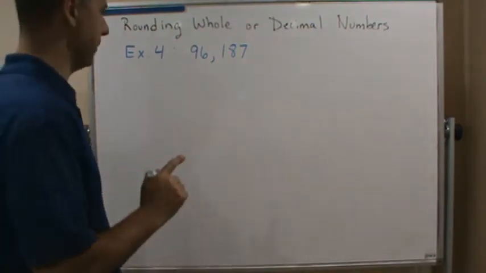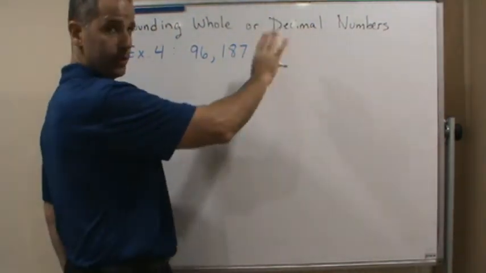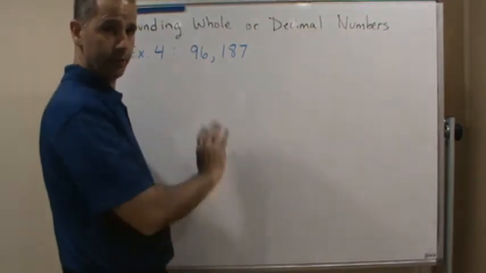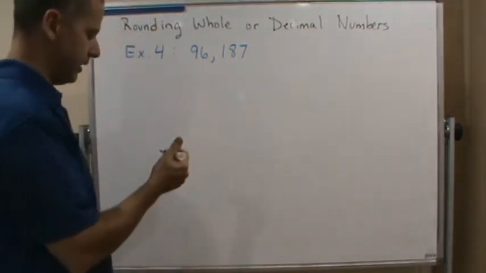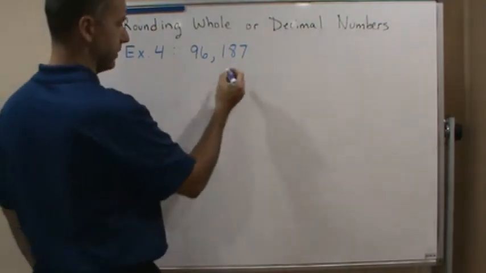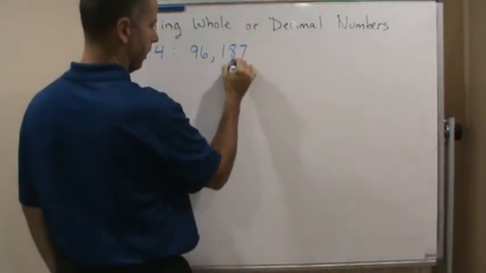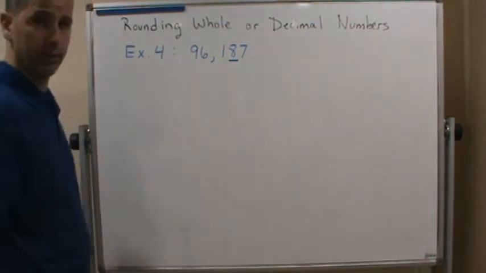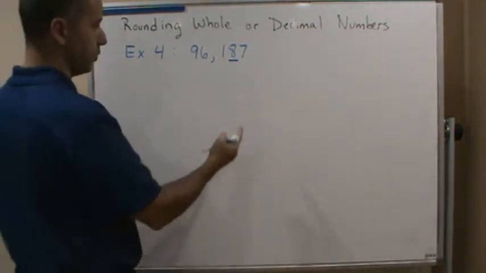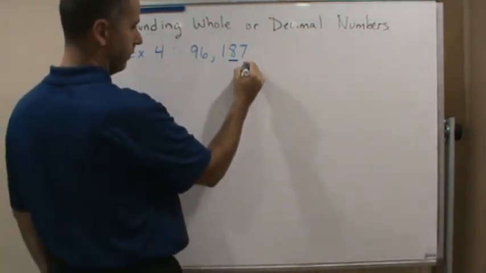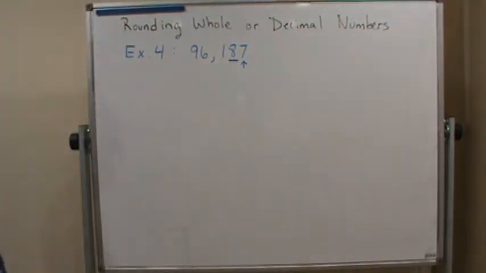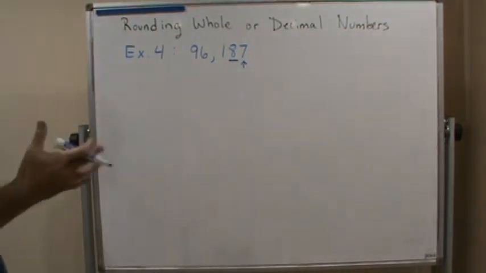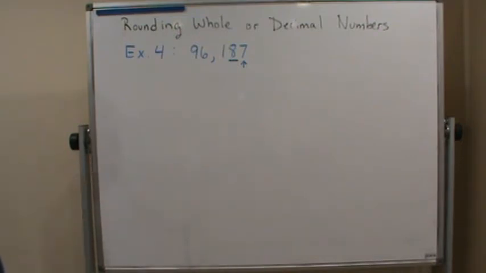Now notice something here. There's no decimal part, so we don't have to worry about the decimal part in this case. So let's round it to the nearest tens place. That's where we're going to round. What we're going to do is look at the digit to the right and see what category or which case it falls into.